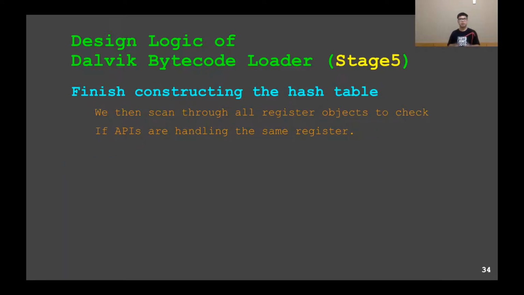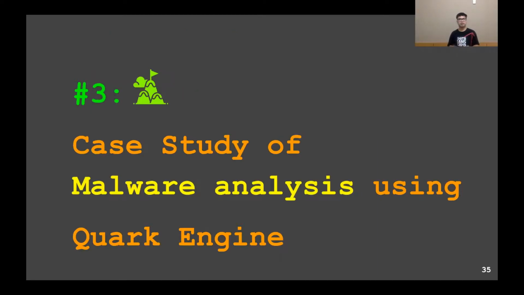So when we finish constructing this table, which is the hash table we built, we then scan through all register objects in the table to check if the native APIs are handling the same register. So now, let's see how to use Quark engine to analyze the malware. And now, let's get back to KunYu.